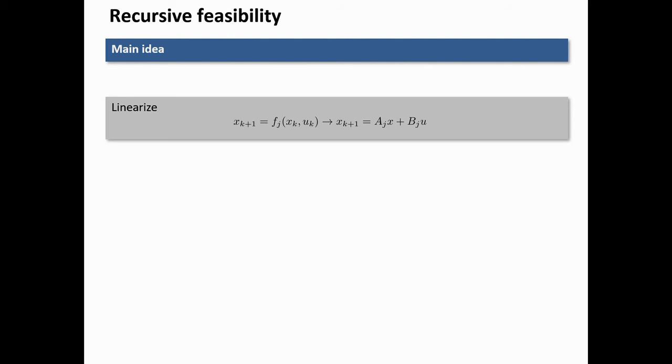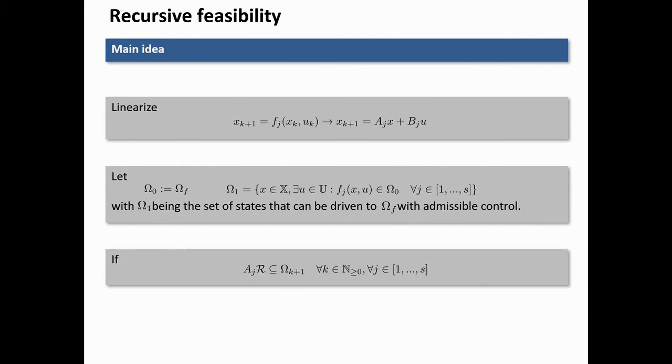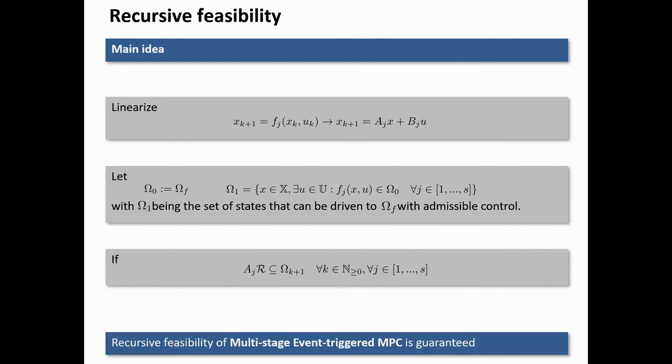The first thing we do is to linearize the system. Then we assume to have a set sigma 1 being a control invariant set. Then if we assume that even when no control input is used, the system remains within the control invariant set, then we can also prove recursive feasibility of the event-triggered MPC. Just to give you a general idea how this works, then you can refer to the paper for more details.